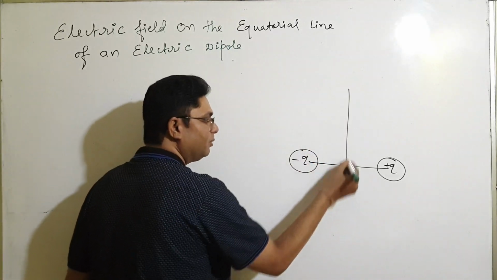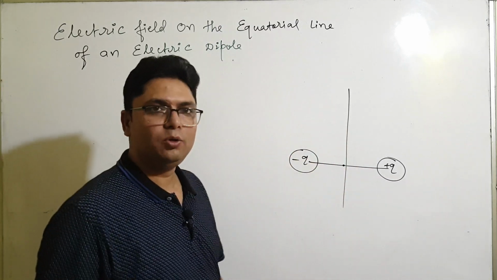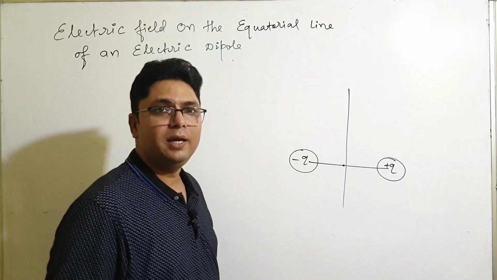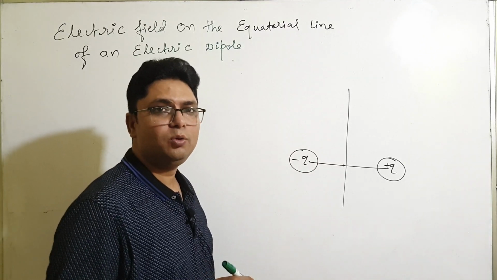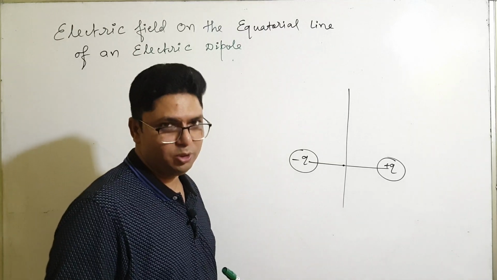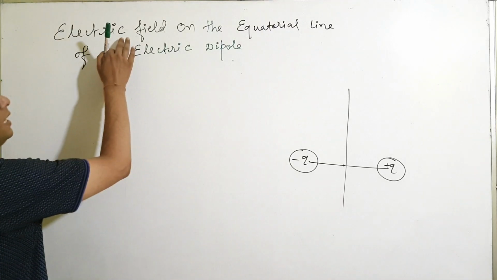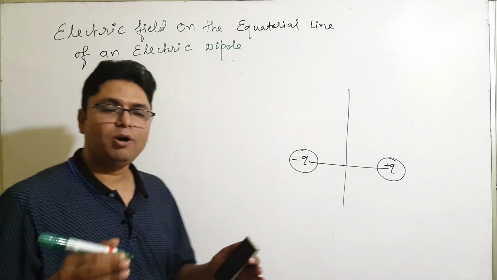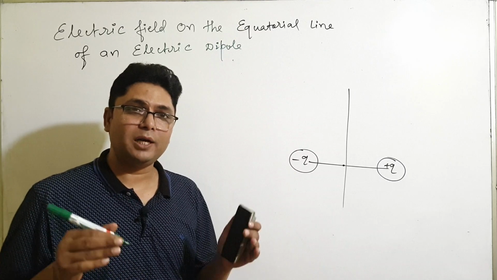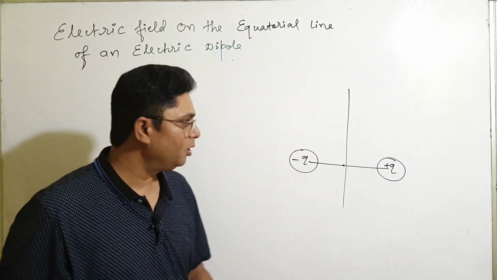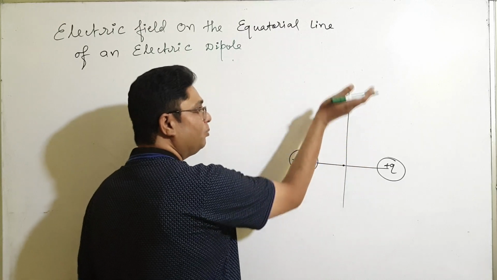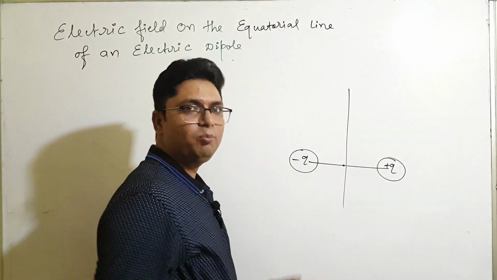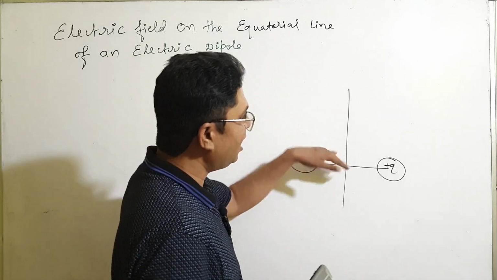So draw the line from the center. This line is said to be the bisector of the dipole, this line is said to be the equatorial line, and this is said to be the broadside on position. So the heading electric field on the equatorial line means electric field on the bisector of the dipole, or electric field on the broadside of the dipole. This line can be on the upside of the dipole or on the downside of the dipole. We have to take one position to understand this. Let us take the upper position.